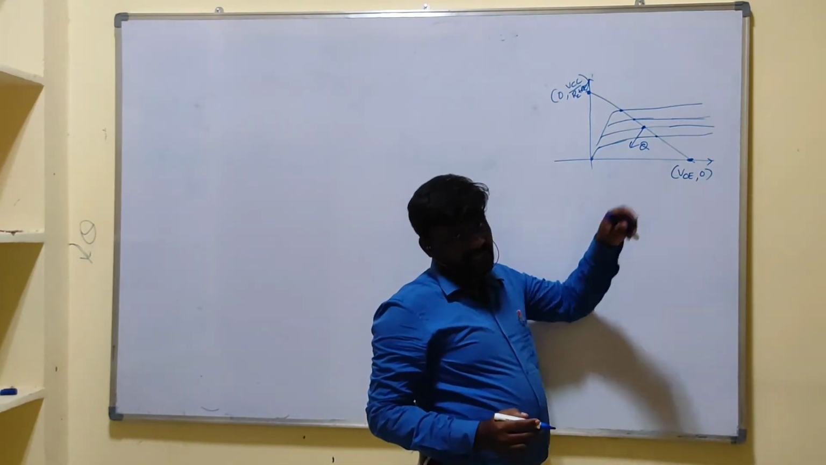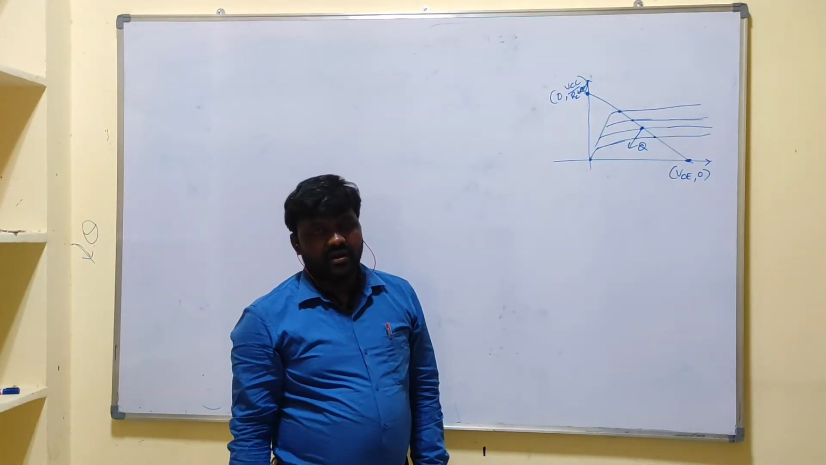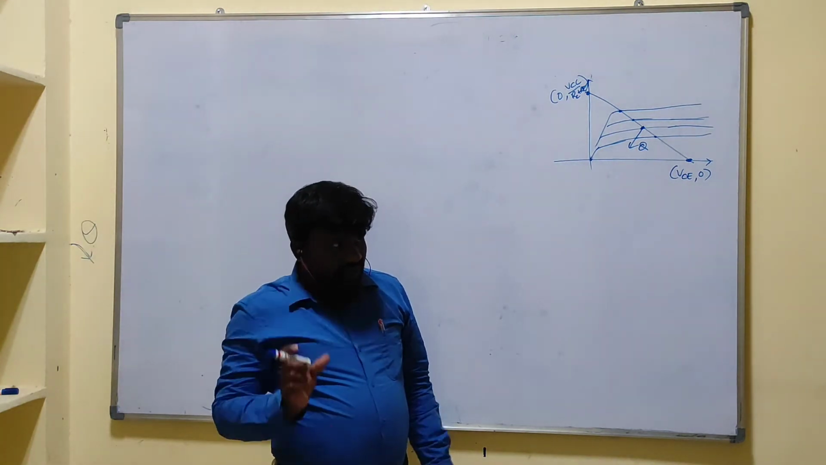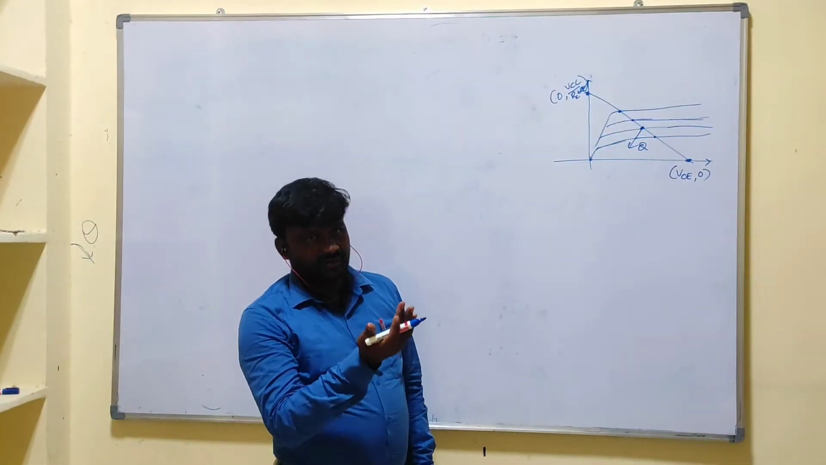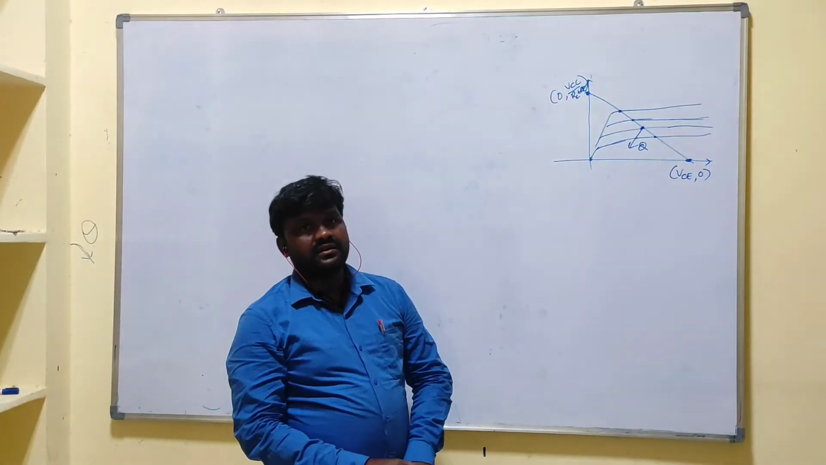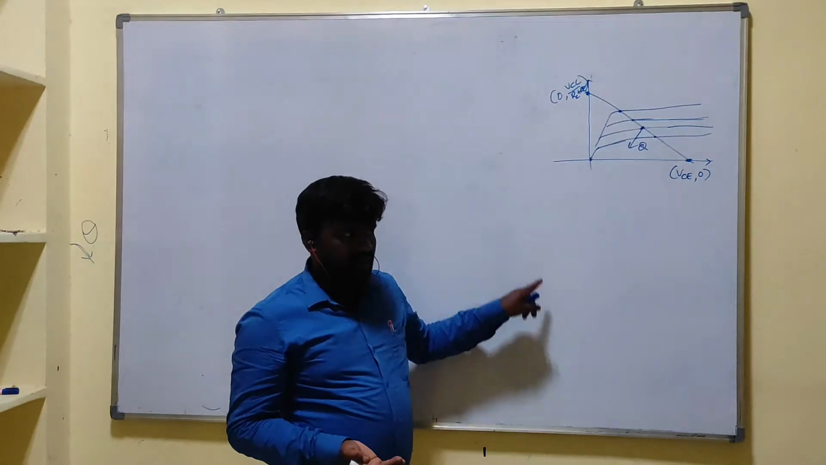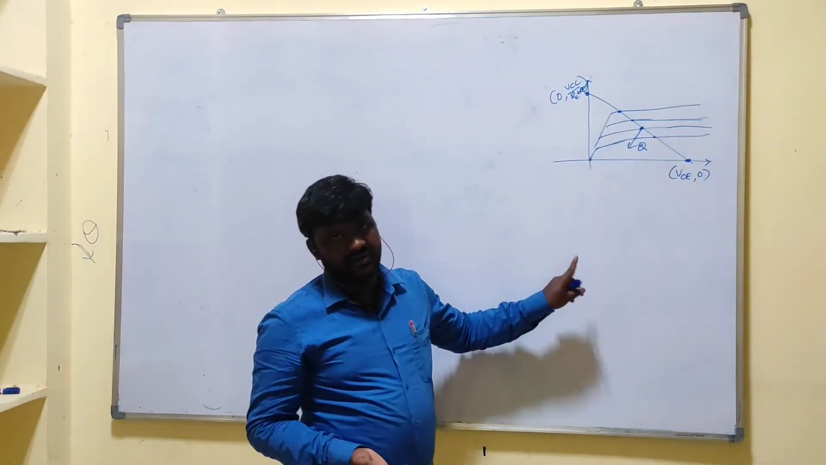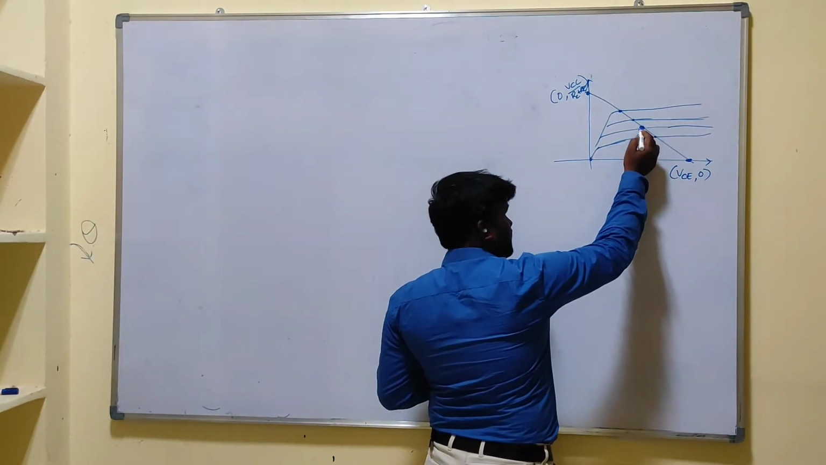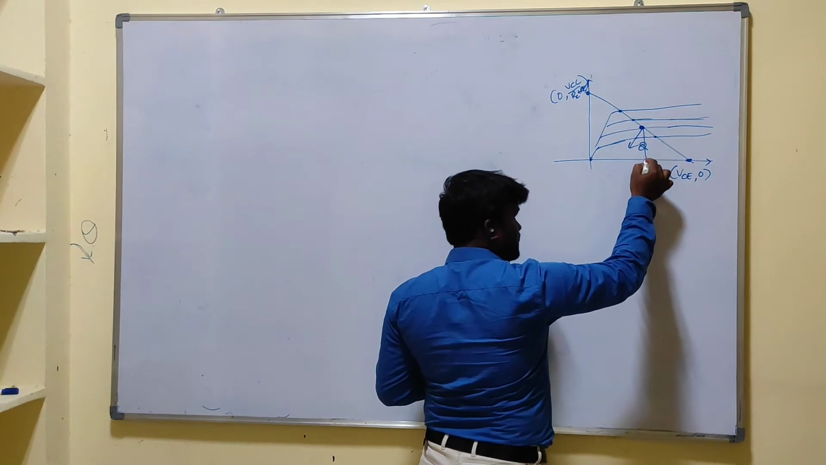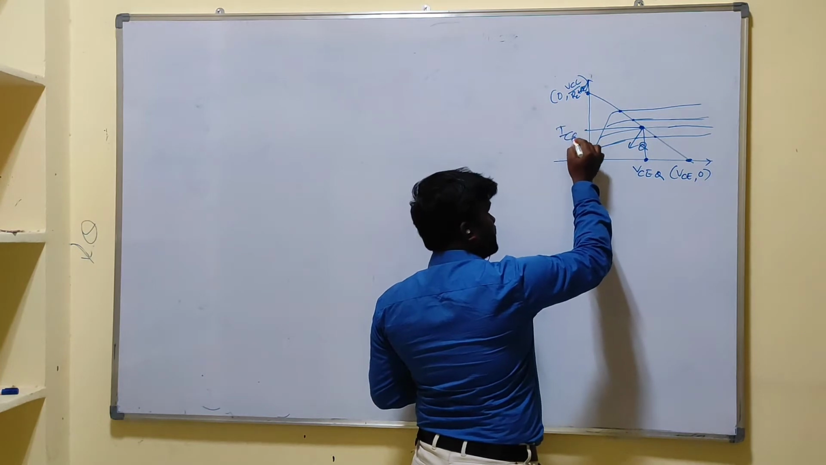This Q point must be selected at the middle of the active region in order to get faithful amplification, or amplification without distortion. Otherwise you may get clipping of the negative half cycle or positive half cycle, which is known as distortion of the amplified signal. Faithful amplification means the output signal should not be distorted. For this, we need to select the operating point at the middle of the active region. Means we need to fix this one as VCEQ and this point is ICQ.